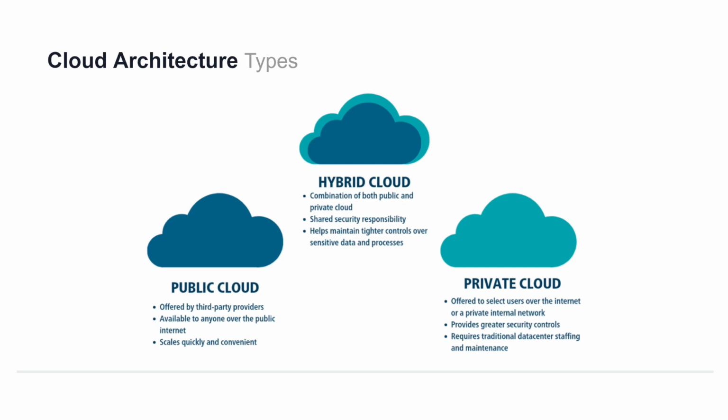Lastly, you have the hybrid cloud, which is a combination of both public and private cloud. This is often found when companies are shifting from private to public cloud. Sometimes it's used as a backup option in case of emergency.